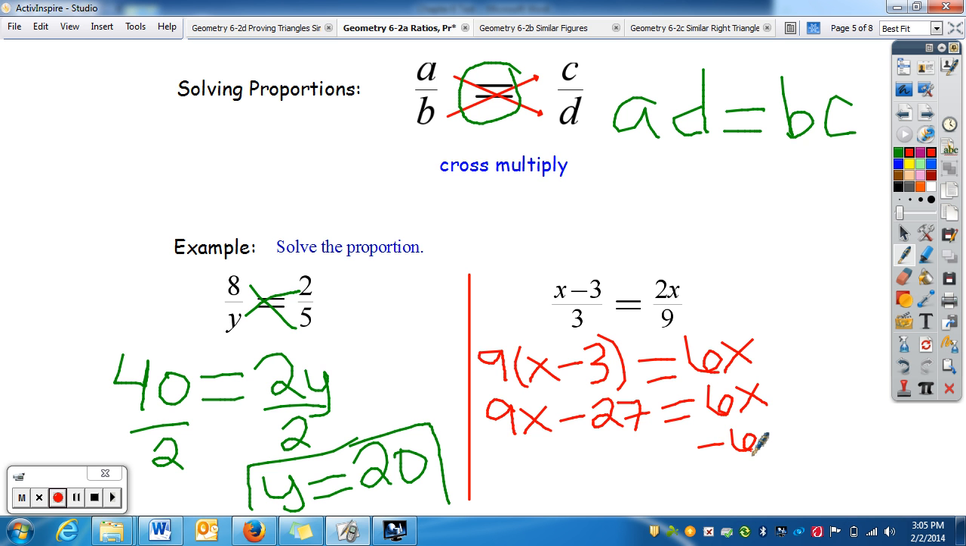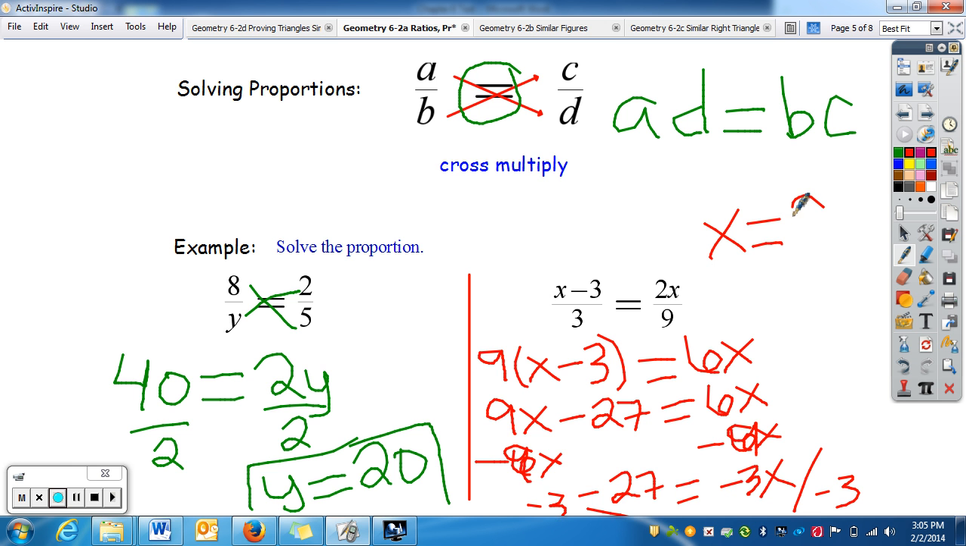Subtract 6x. Actually, I'm going to subtract 9x, I want to do, so to have less steps. So we have negative 27 equals negative 3x. Divide by negative 3. Negative 27 divided by negative 3, x equals 9.